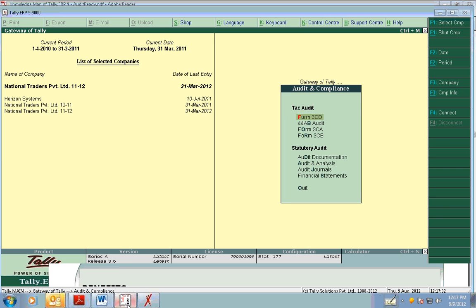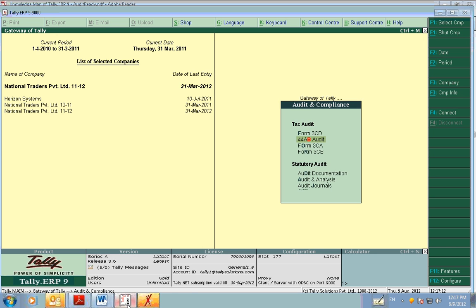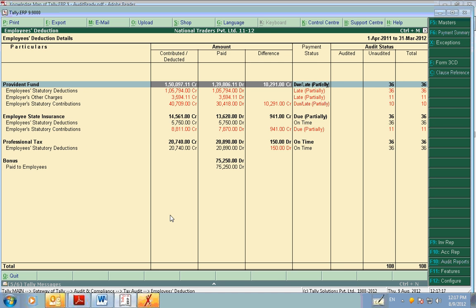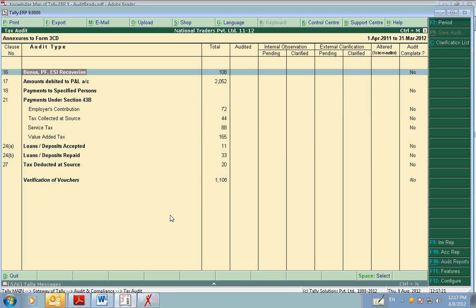So we'll just move on to this particular tax audit. As we were explaining, it has to be done in line with the Income Tax Act. So 44AB, it is called a 44AB audit, wherein I need to check the entire information.